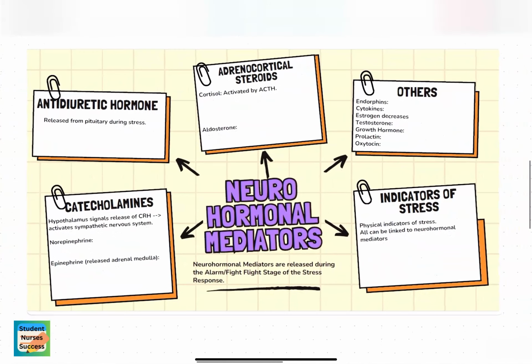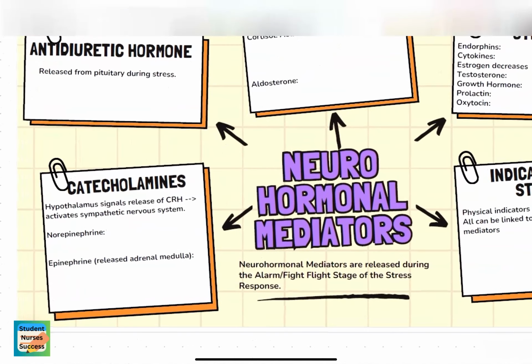So let's go ahead and start with our blank template. These neurohormonal mediators are released during the alarm or fight or flight stage of the stress response. The first set we should talk about are the catecholamines. The catecholamines include norepinephrine and epinephrine. Now remember, your hypothalamus is what senses stress, and the hypothalamus signals the release of corticotropin-releasing hormone, which then activates the sympathetic nervous system. When the sympathetic nervous system is activated, the body puts out the catecholamines norepinephrine and epinephrine.